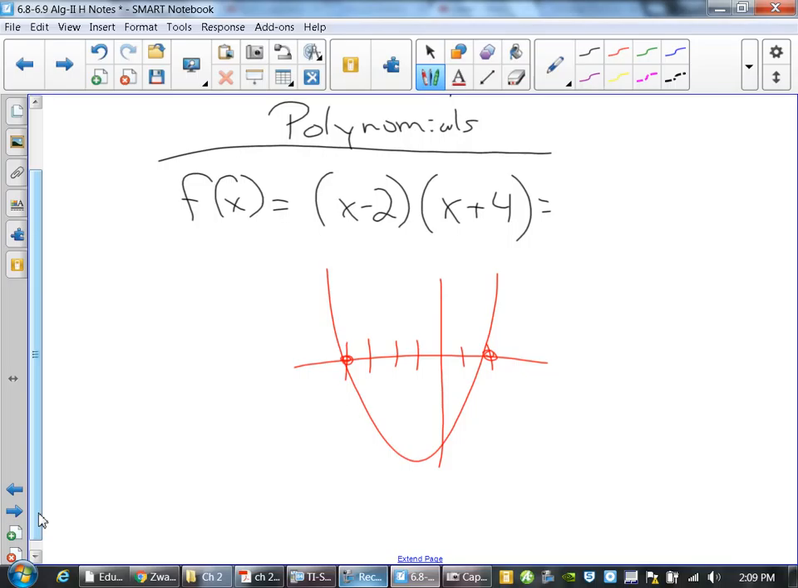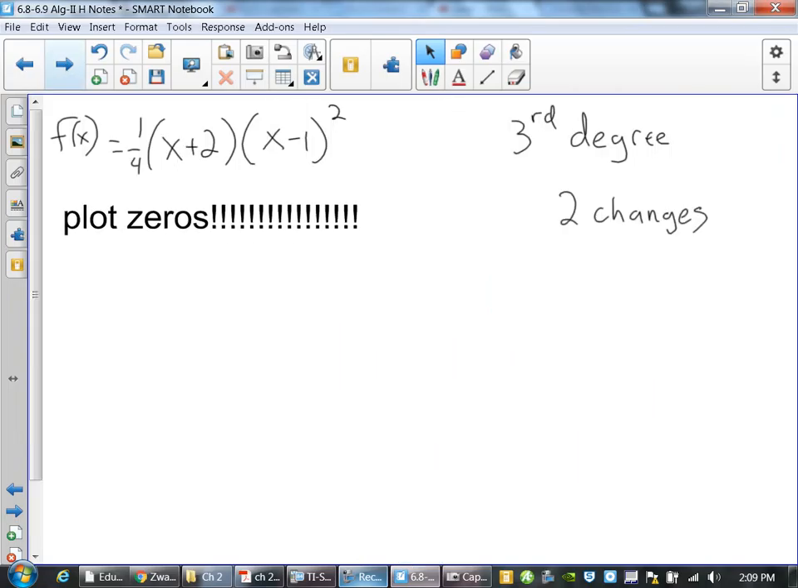How do you know that it's going to be up? X squared, leading term coefficient positive. So if I look at it in terms of a higher degree polynomial, we have f of x equals 1/4 times the quantity x plus 2 times the quantity x minus 1 squared, which means that if you FOILed this out, you'd wind up with a third degree polynomial, and that would have at most 2 changes of direction.